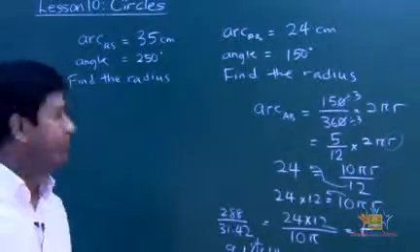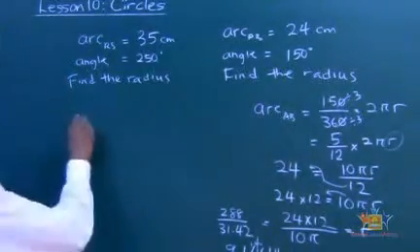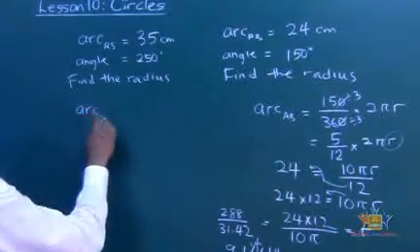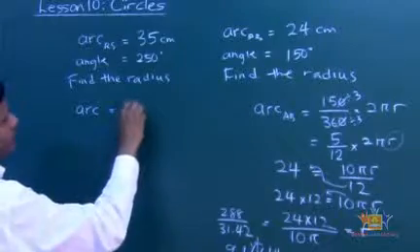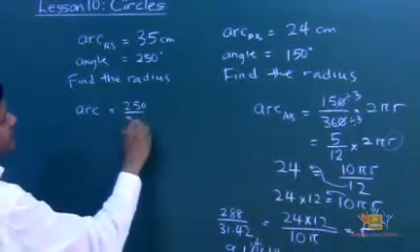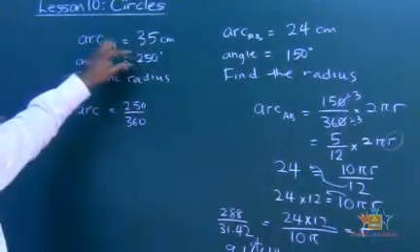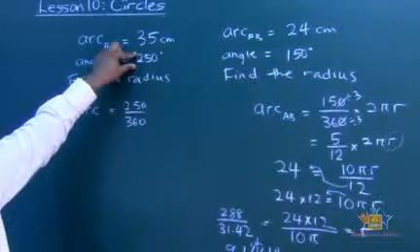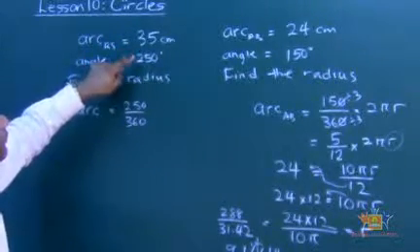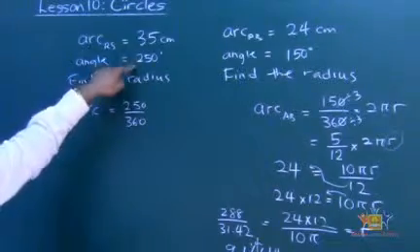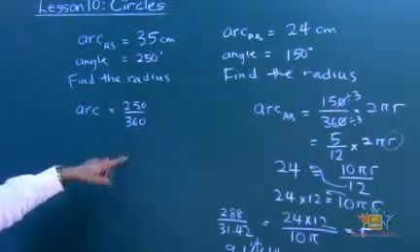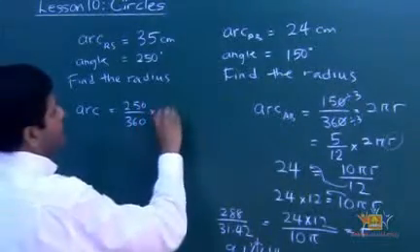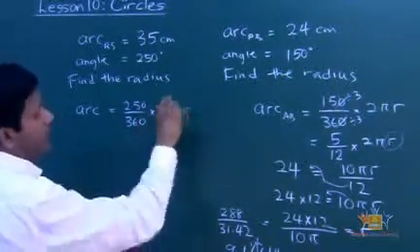How do you do that? Okay, so again, let's write down the arc formula. Arc equals the angle ratio. The angle is 250 over 360. The angle you're looking for the arc is proportional to the arc. So that's why I take 250 over 360 times 2 pi r, the circumference.